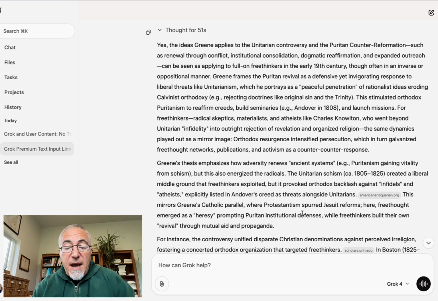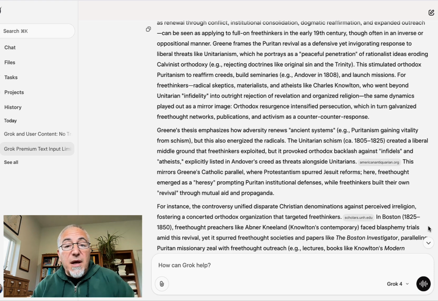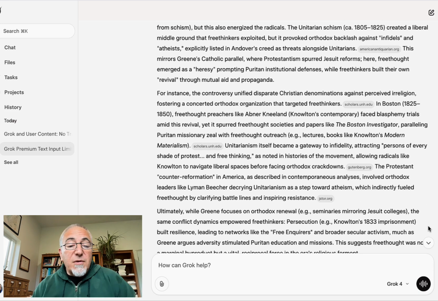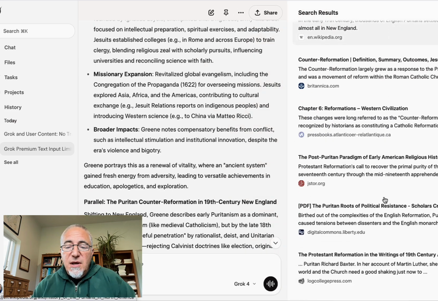And it kind of came back with an agreement with me that it thought that this could be applied, that the ideas that Green finds in this Counter-Reformation could be applied all the way to free thought, which I think was very much in the minds of especially the Puritans and the hardcore fundamentalist Calvinists of the time, because they thought that Unitarianism was a drift on the way to infidelity. And so that was interesting. It cited 30 more web pages that I can go to.